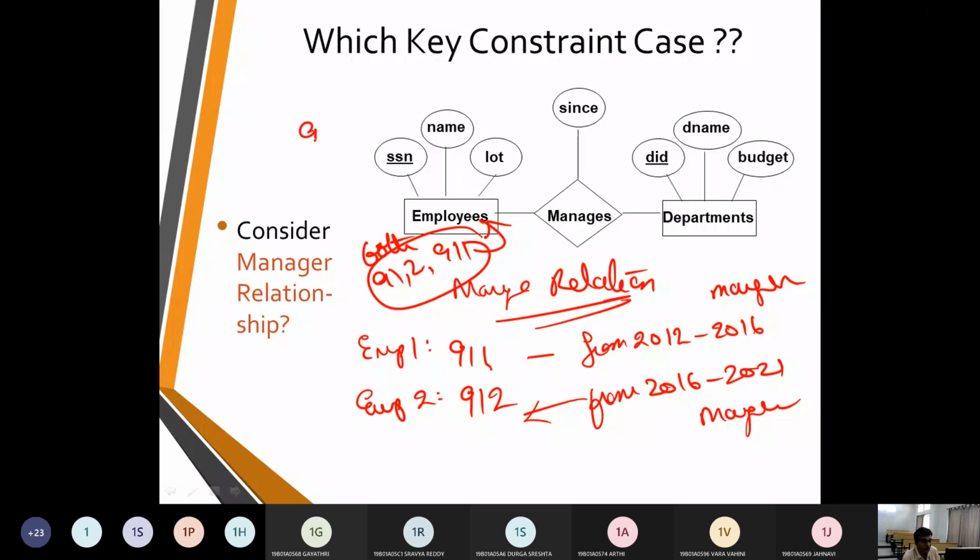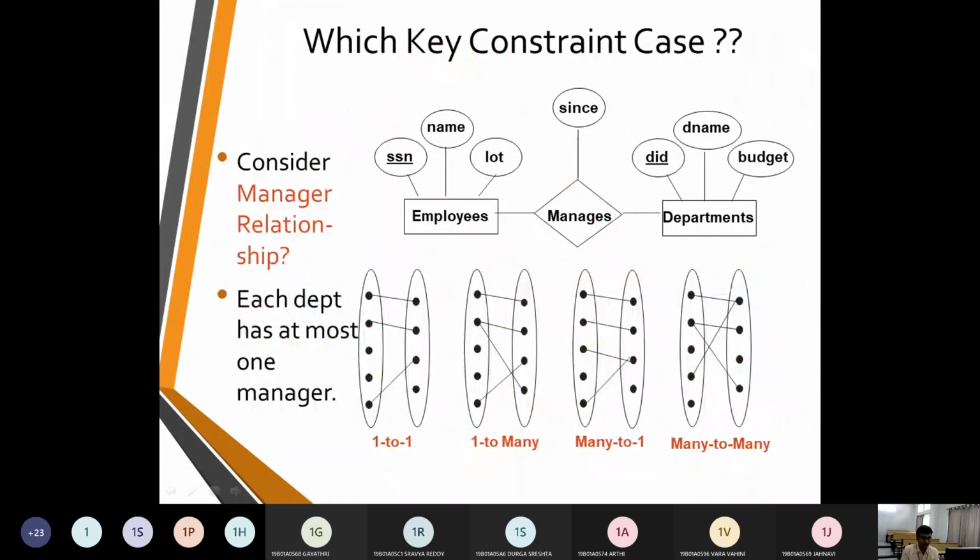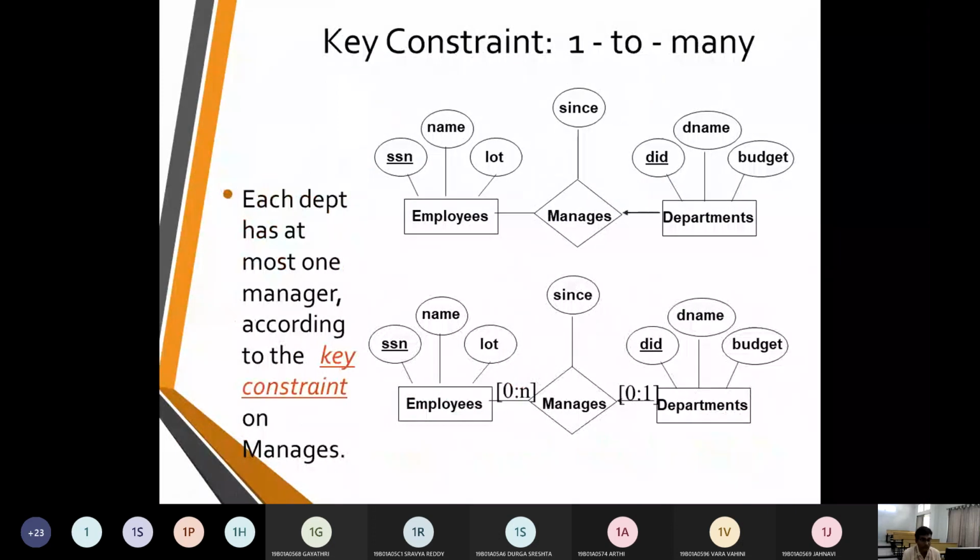If I ask you whether 911 is an employee, yes. Whether he is a manager, yes. How long? I can say it is 4 years. Next I will ask you about 912. Is he an employee? Yes. Is he a manager? Yes. How long? I can say it is some 5 years. So the manager's relation is going to be associated with multiple entities. It can be 911, 912, etc. So this is how we put a constraint with a key constraint and primary keys.